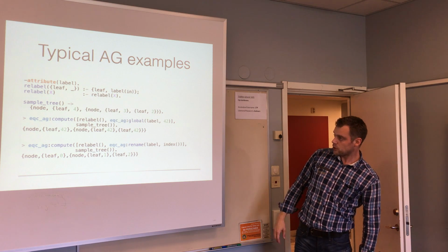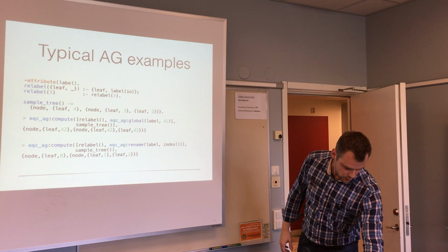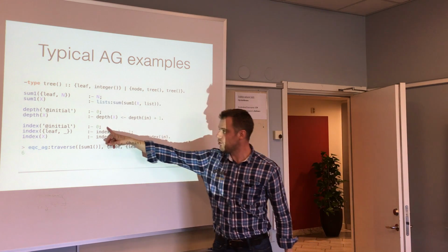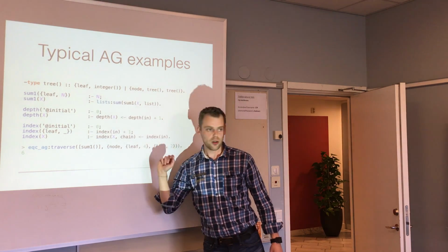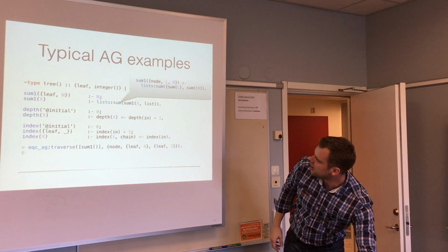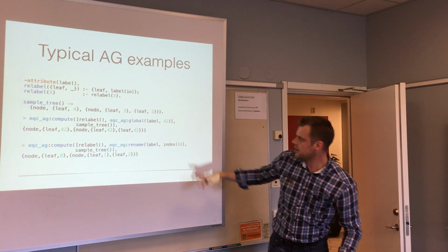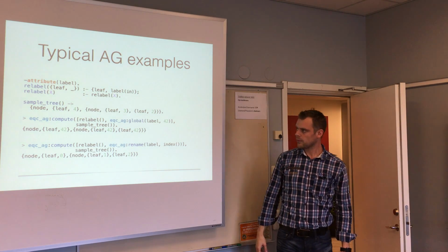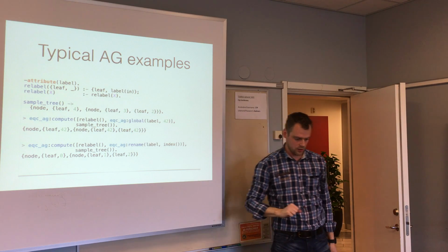It's also possible to, so now we have specified, for example, if you go a slide back, the initial value for the inherited attribute with this clause, but it's also possible to leave that out and give it as a second argument to the compute function. So then you say the initial value for this inherited attribute is this.